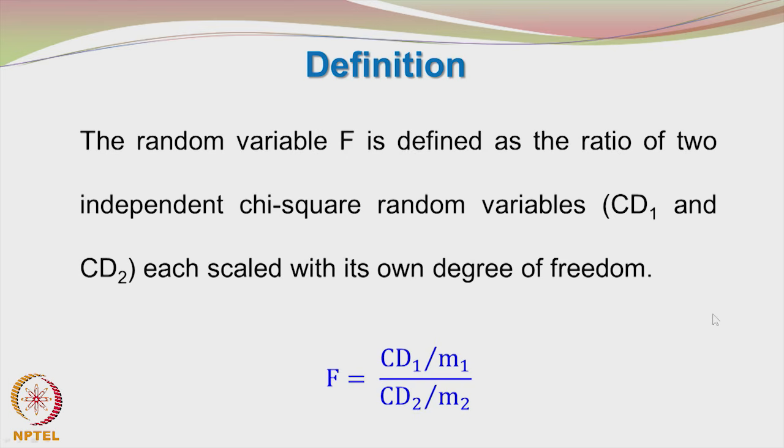So how do you define the F random variable? The F random variable is defined in terms of the chi-square distributions. It is simply defined as the ratio of two independent chi-square random variables, let us call them CD1 and CD2, each of which is scaled by its own degree of freedom. So we take the first chi-square distribution and divide it by M1, representing the degrees of freedom for the first chi-square distribution. Then we take the second chi-square distribution and divide it by M2, representing the degrees of freedom for the second chi-square distribution.